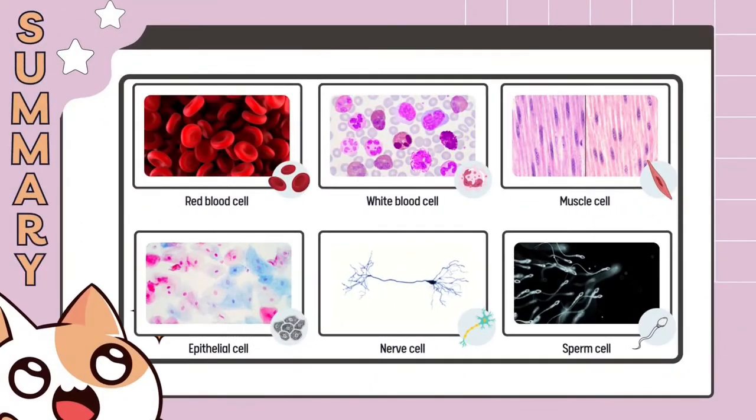And that is all for today's lesson. Today, you have learned about the 6 different kinds of cells, which are red blood cells, white blood cells, muscle cells, epithelial cells, nerve cells, and sperm cells. You have also learned about their structures and also their functions.